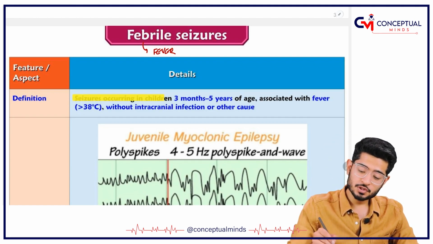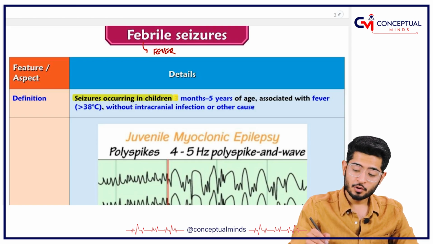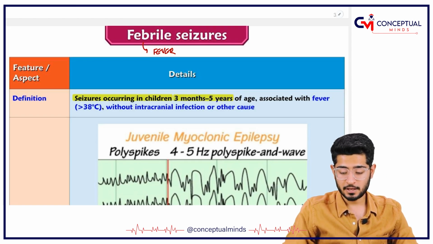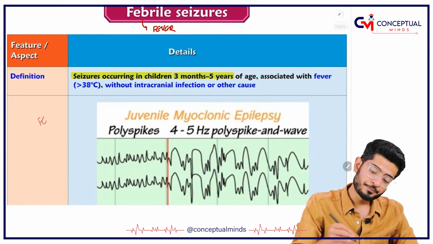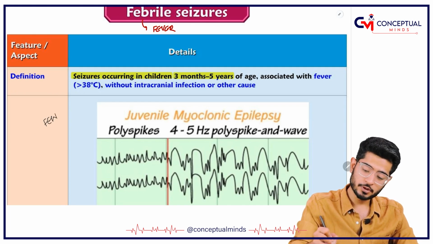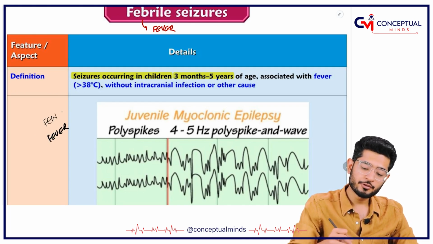So these are seizures which occur in children who are 3 months to 5 years of age. Now how to remember 3 months to 5 years? Please remember two very similar words: FEW is going to be few and FEVER is going to be fever. So few means 3 words, fever means 5 words.